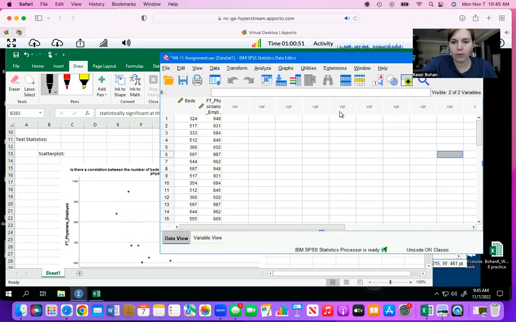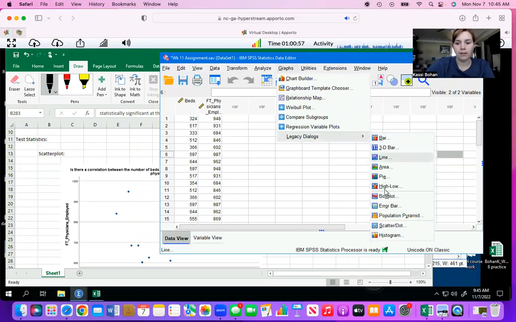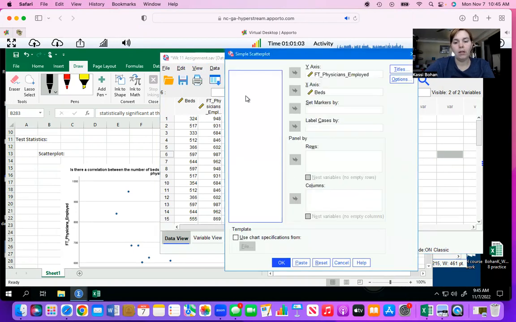The first thing I want to do is the scatter plot. So you go to Graph, down to Legacy Dialogs, down to Scatter/Dot. You choose Simple Scatter, Define. In this case, my Y is full-time physicians employed, and my X is the number of beds. And then I hit OK.